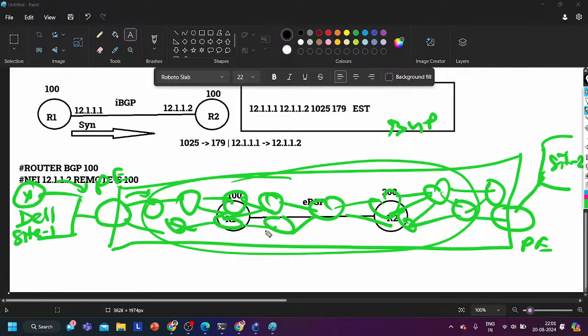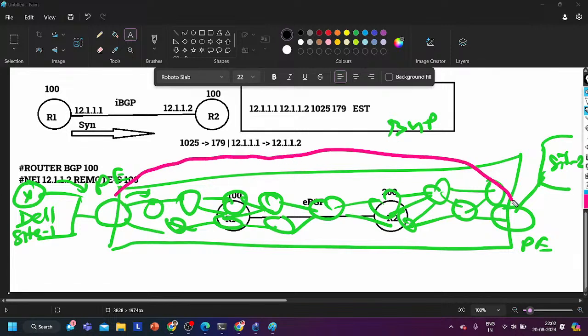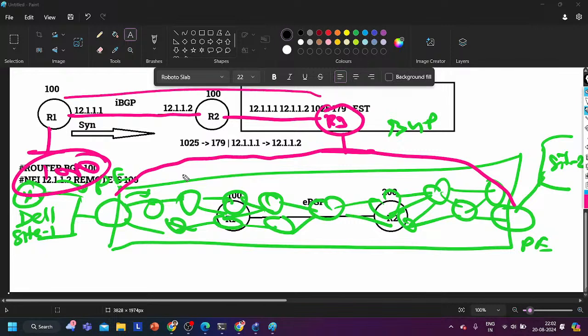But with the help of BGP, we can form BGP neighborship directly between PE to PE. We can configure BGP with a directly connected router as well as an indirectly connected router. Let's say between router 1 and router 3, I want to share 1000 prefixes. I can form BGP neighborship between router 1 and router 3 directly, and router 2 will not have 1000 routes in its routing table.